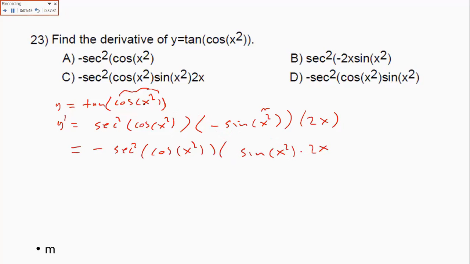Which one? I think it looks like it is C, right? Negative sec x cosine, which is this one, right? And then sine of x squared, which is this one, and then 2x. Yes. Okay, that is C.